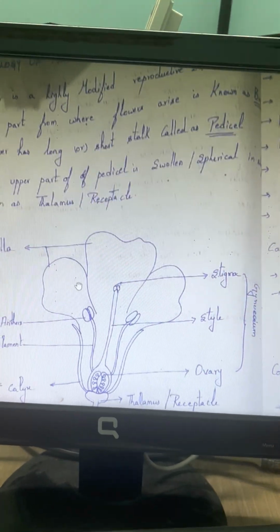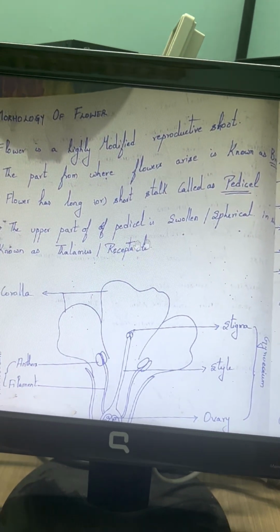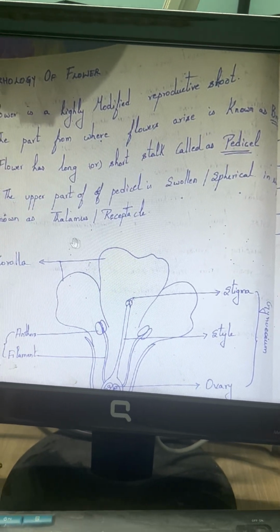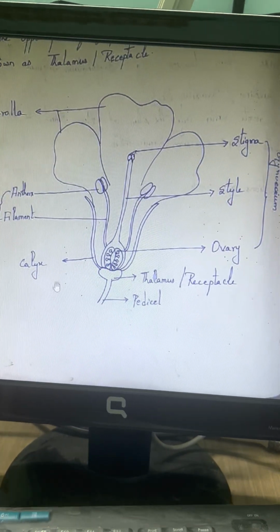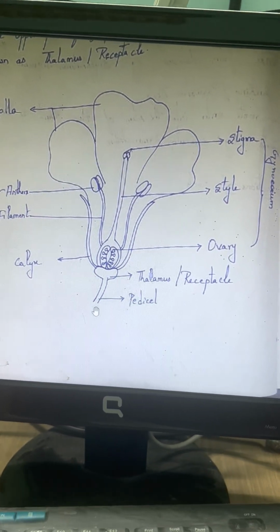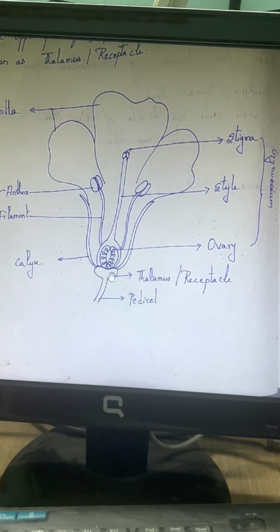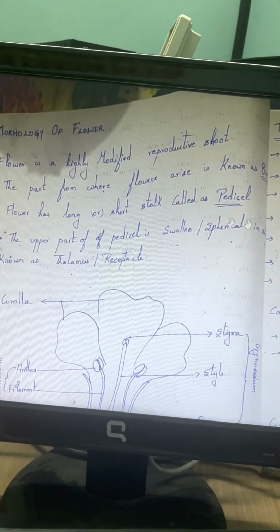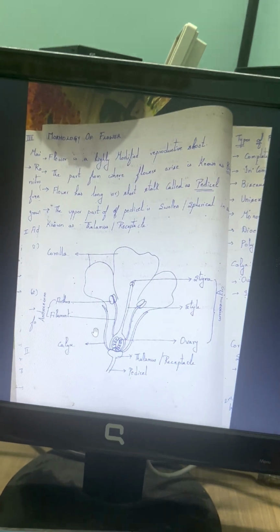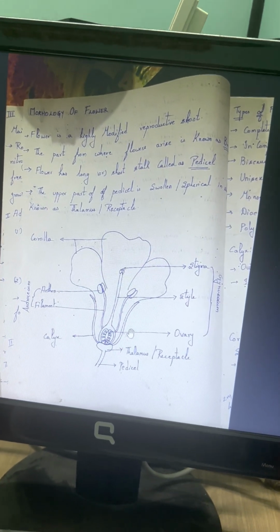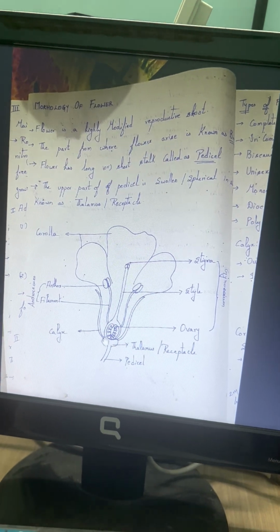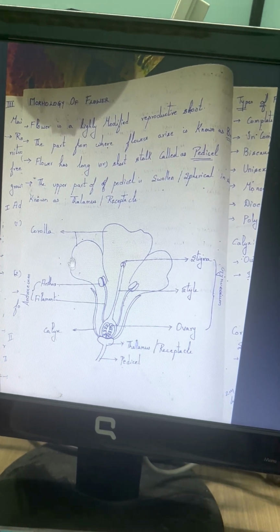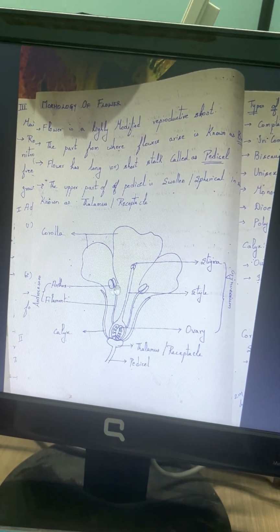Next, the upper part of the pedicel is swollen or spherical in shape, known as the thalamus or receptacle. So after the pedicel comes the thalamus, which is the swollen part. After that we have the calyx. The green color part attached to the flower is the calyx. Then we have the corolla. The petals are also known as corolla.